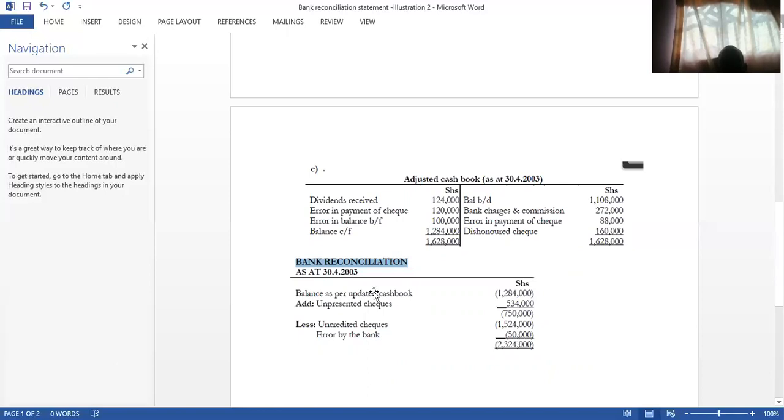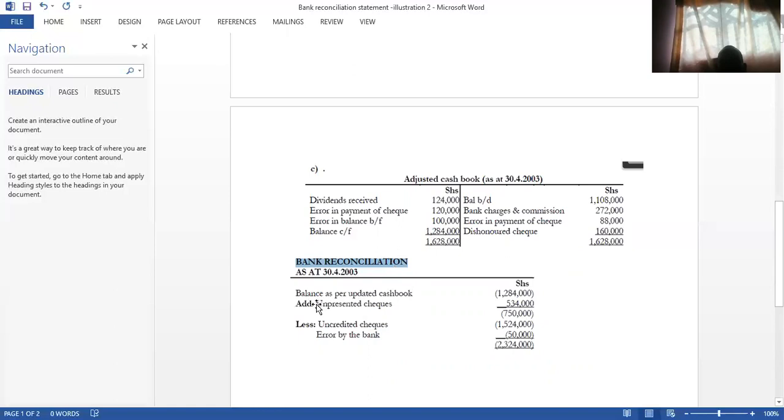And note here, we have got the two formats that we normally use in preparing the bank reconciliation statement. But more often than not, we normally apply this one, which is that the moment we have obtained this balance here, which is actually the balance as per the updated cash book, it should be brought here directly.